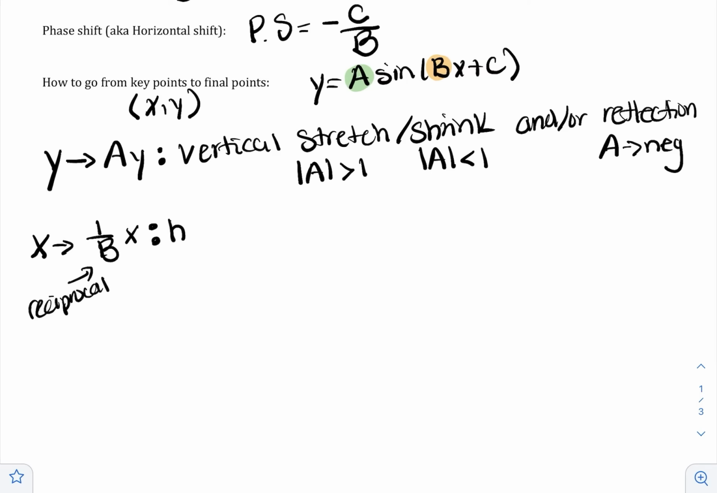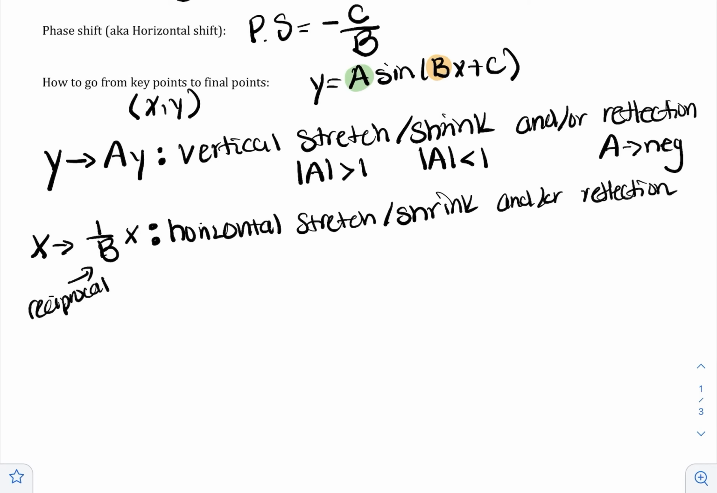What that's going to create is the same as above, but instead it's going to be horizontal. So it's going to be a horizontal stretch, shrink, and or a reflection. And because you live in opposite world, what I wrote above about a is the opposite for b. So it's a stretch if b is less than 1, because when you take the reciprocal, it will actually be greater than 1. It's a shrink if b is greater than 1. And the only part that doesn't change is the reflection. If it's negative, it's a reflection. But this time it will be a horizontal reflection, which is a y-axis reflection.